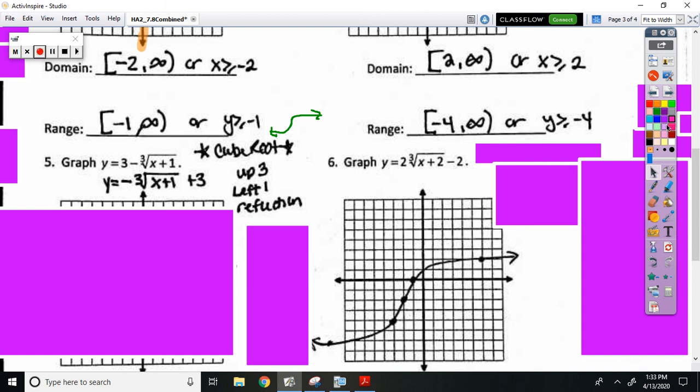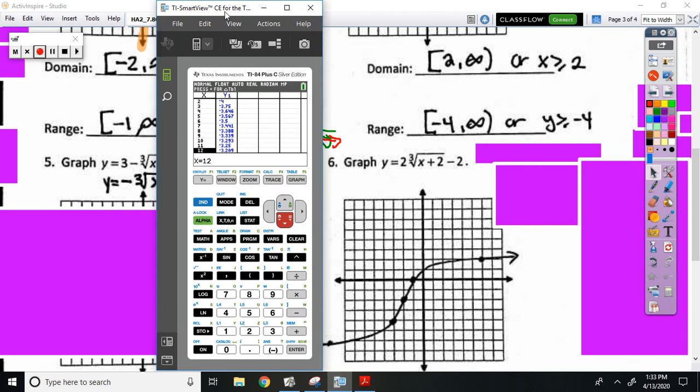So remember, a reflection means that the graph will be reflected across the x-axis. So the graph will actually go like this instead. Should we use a different color there? But we're going to use our graphing calculator anyways to help us.